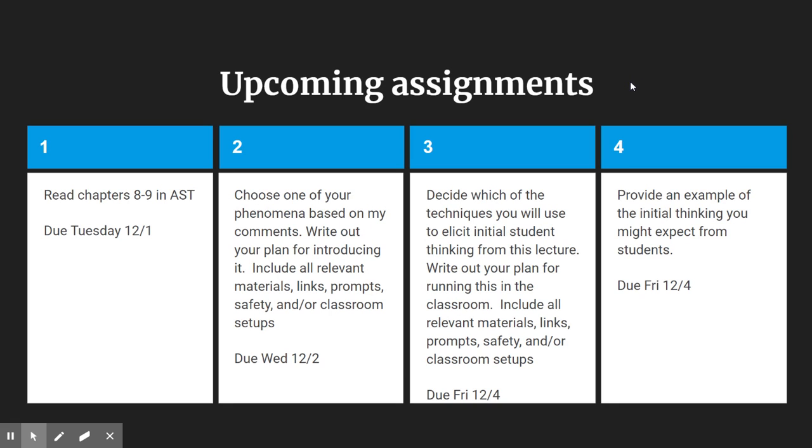So that's my brief introduction to those 4 ways of eliciting initial student thinking. So your upcoming assignments are to read chapters 8 and 9. This will focus us for our next lecture next week. Again, I hope you're finding it very useful.